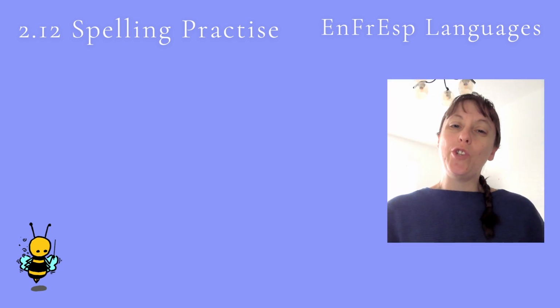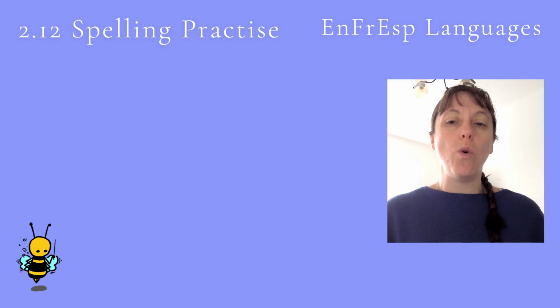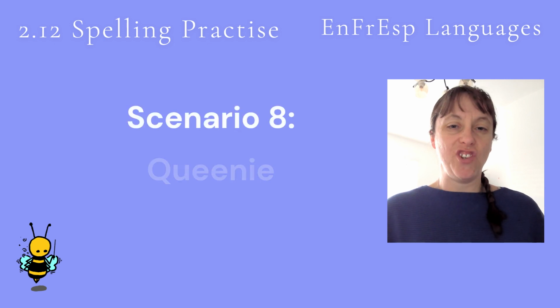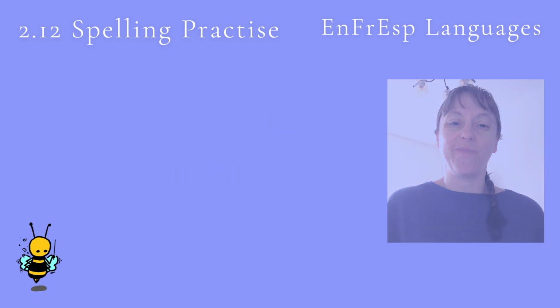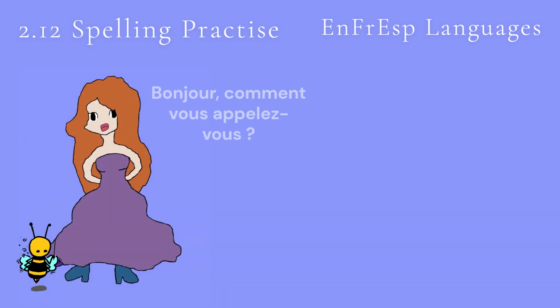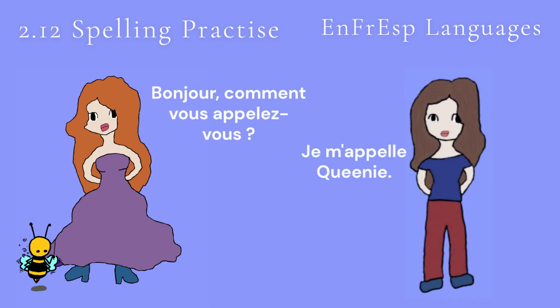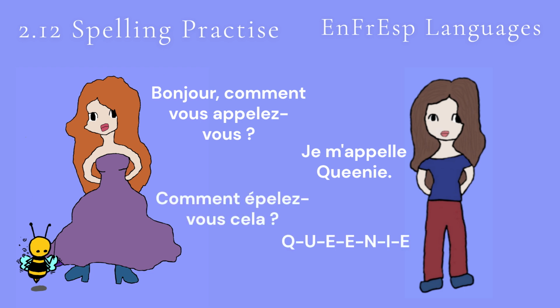We're going to do two more to make sure we've covered all the letters. So in the next scenario, Queenie will be introduced, spelt Q-U-E-E-N-I-E. Bonjour, comment vous appelez-vous? Je m'appelle Queenie. Comment appelez-vous cela? Q-U-E-E-N-I-E.